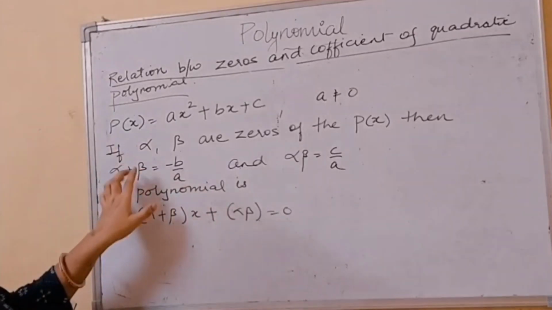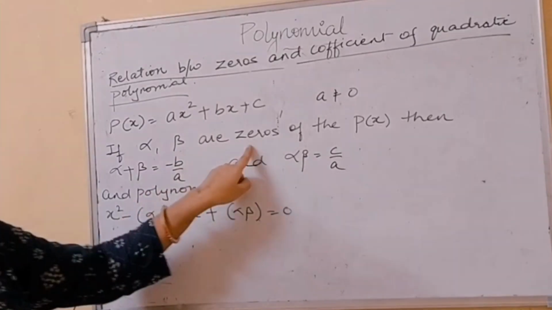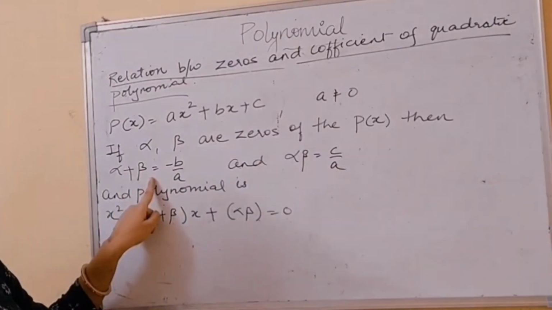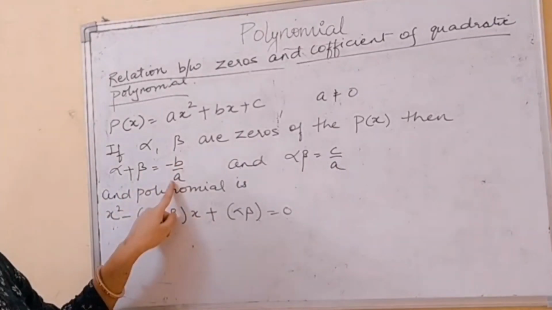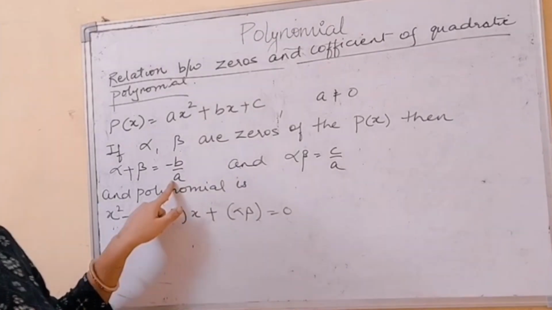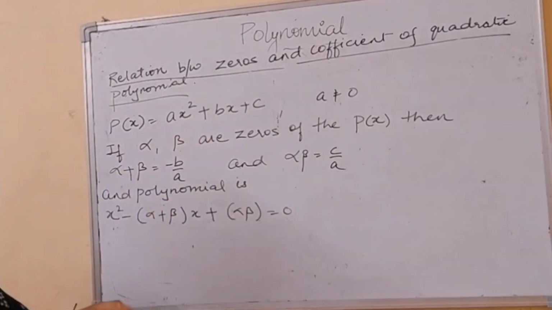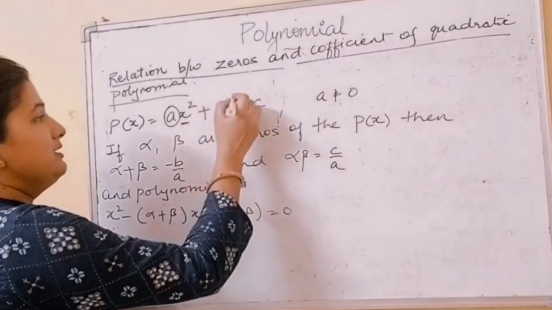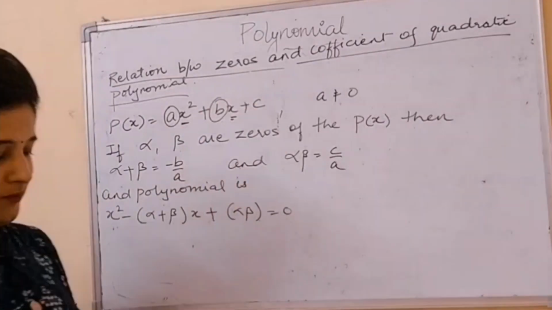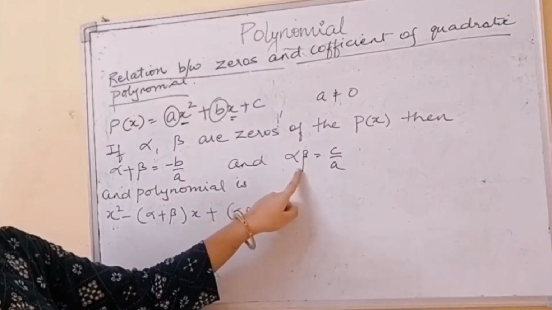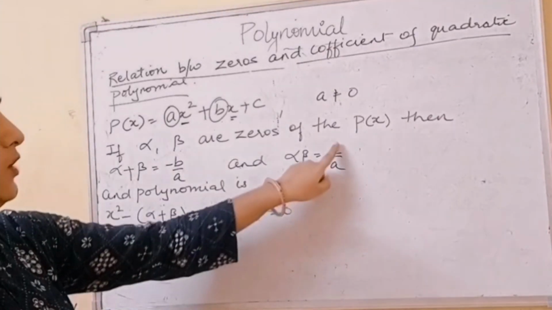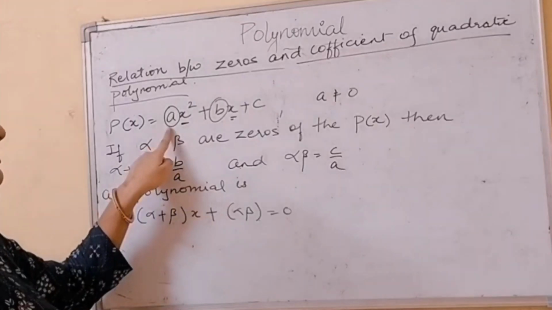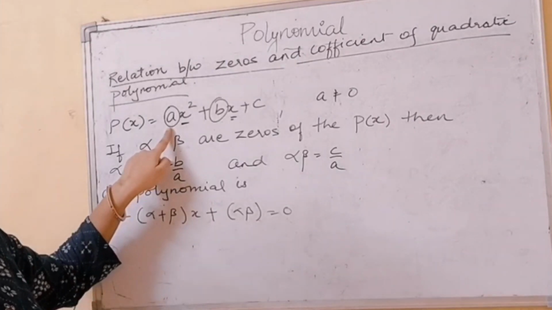And I have taken that alpha and beta are the zeros of the polynomial p(x). Then alpha plus beta will be equal to minus b by a. Now you are thinking what is b and what is a. You can see a here is the coefficient of x square and b is the coefficient of x, right? Similarly, the product of roots, that is alpha into beta, is equal to c by a. Here c is a constant and a is the coefficient of x square, right?